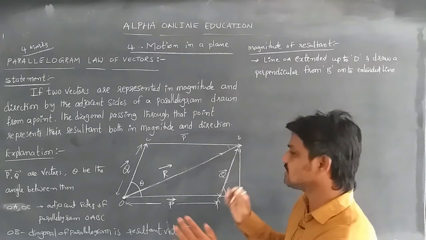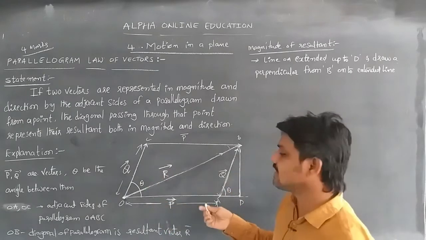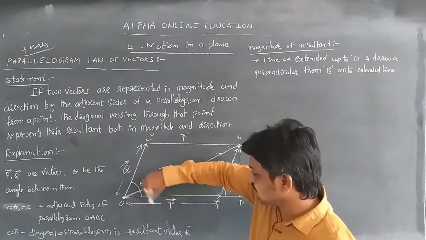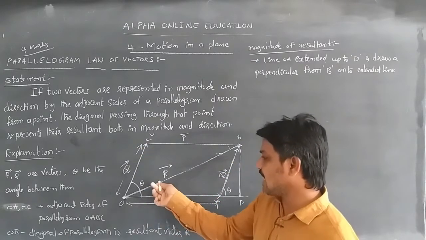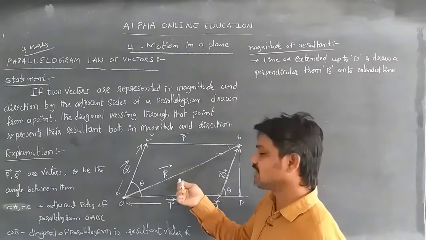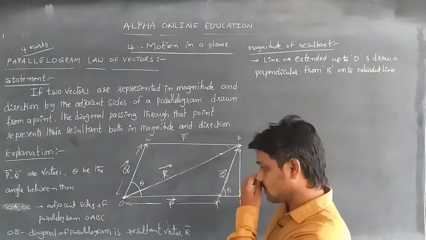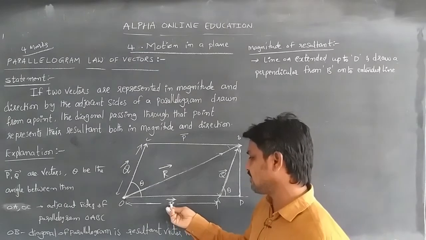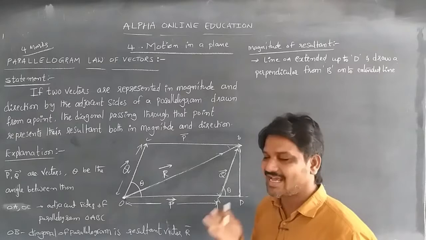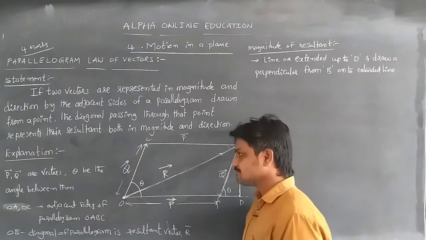If you see the parallelogram, then you can easily get the statement. These are two adjacent sides of the parallelogram. P bar and Q bar are the vectors and R bar is the resultant. This is the diagonal of the parallelogram. These are represented in magnitude and direction. P bar has the magnitude, and the bar gives the direction. So here it is.